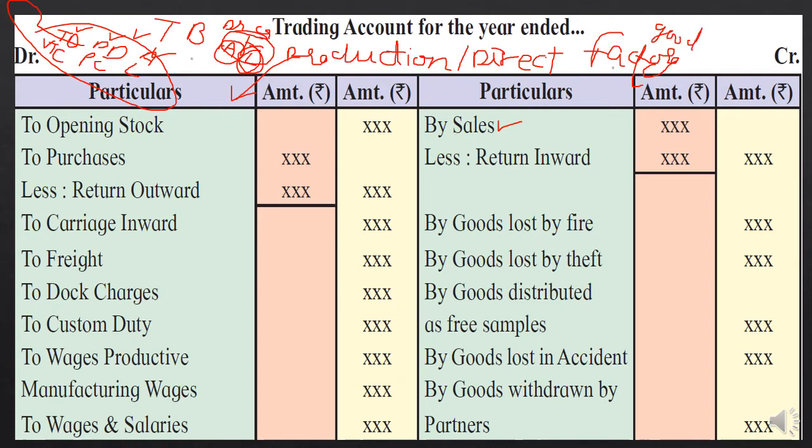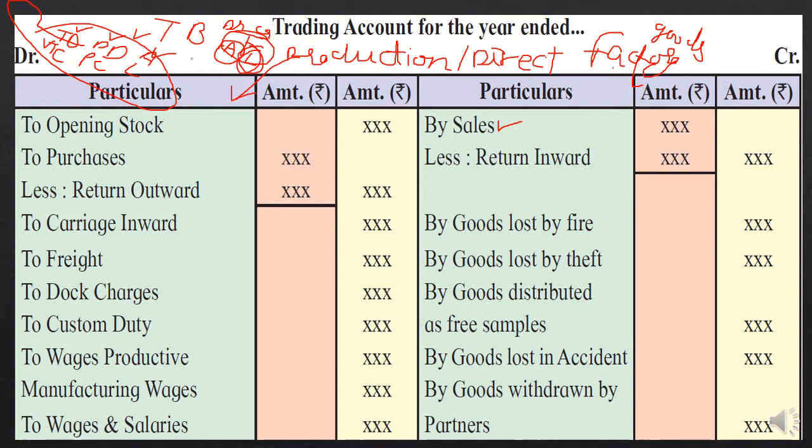So just remember these keywords, so you will be very comfortable while deciding whether it is going in the trading account, P&L or balance sheet. So trading account is related to the production expenses which is done in the factory and of the goods. So it is a direct expenses and income. So all production related, factory related, goods related items will be posted into the trading account. So this is the item which is given, students.